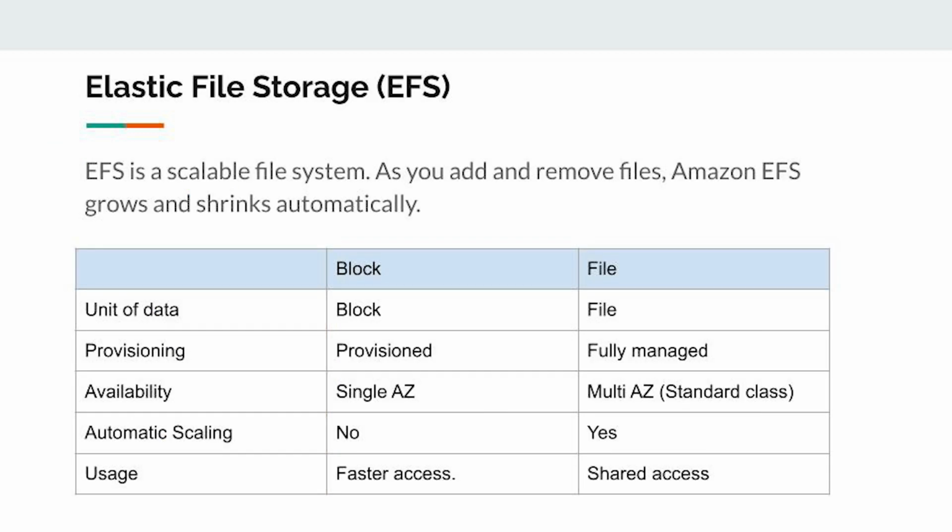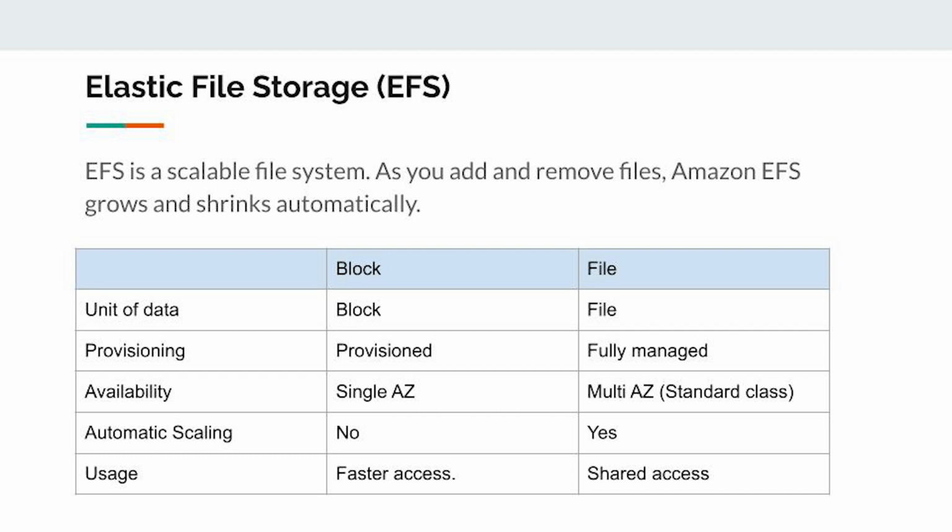The last topic of this section is Elastic File Storage, EFS. EFS is a scalable file system. As you add and remove files, Amazon EFS grows and shrinks automatically, and it is well suited for file sharing. EFS can be used only with Linux systems. Alternatively, FSx supports connectivity to both Linux and Windows applications.